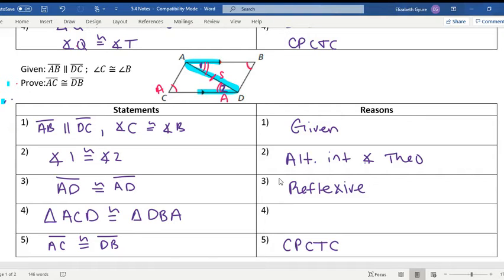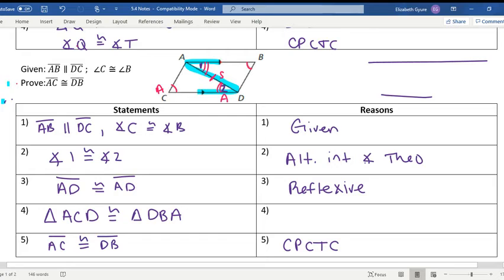So for that one, just because two lines are parallel does not necessarily mean they're congruent. Because you could have these two lines, they're parallel, but they're not necessarily congruent. Do you see what I'm saying? So with that one, you want to use your shared side instead.